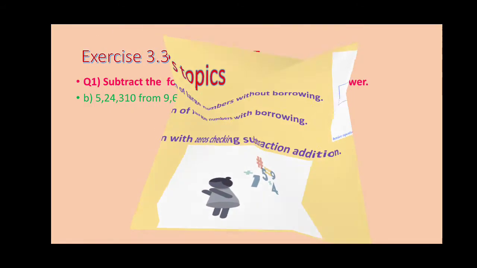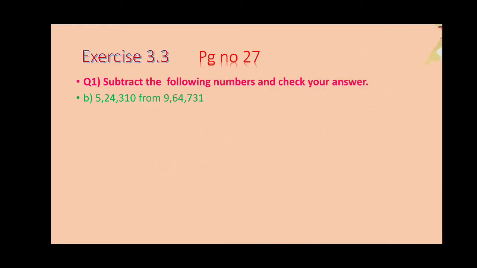Then we'll move to the next screen, children. Today we are going to do exercise 3.3 from page number 27. Everybody open your textbook. Keep the textbook in front of you. Open and look into the textbook and keep a rough note also beside you. And first, question 1 is, subtract the following numbers and check your answer. That is your question 1. In this question 1 you have 6 bits. Among these 6 bits I am doing 3 bits for you, and the rest of the 3 bits are homework. Okay, children?